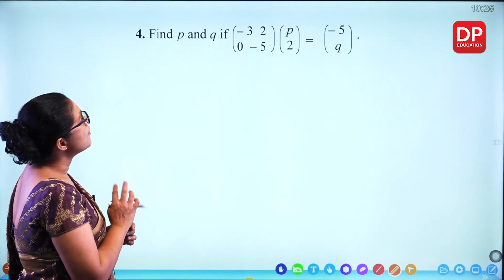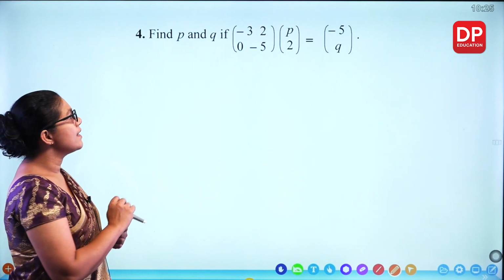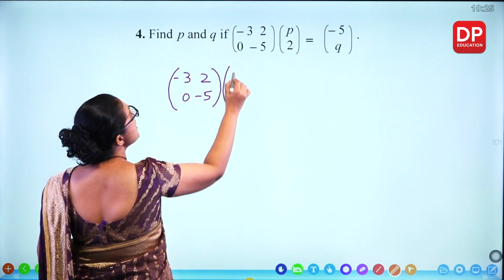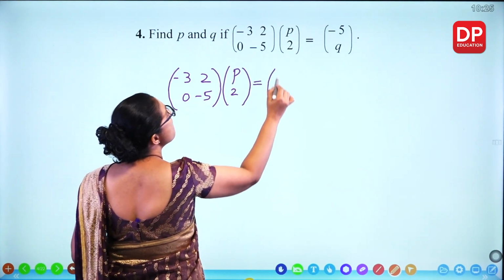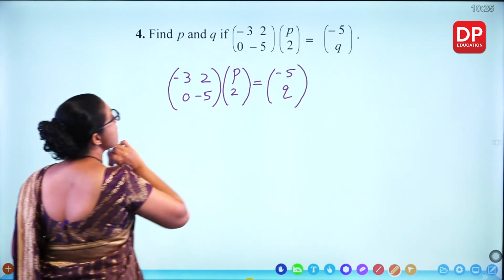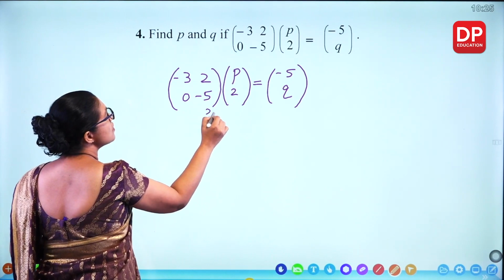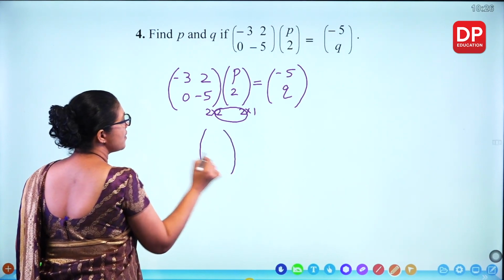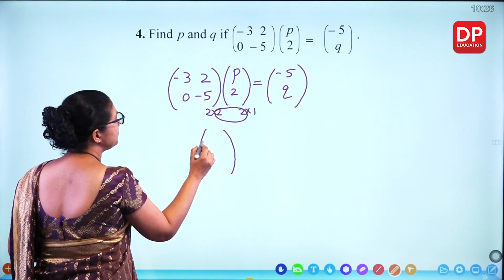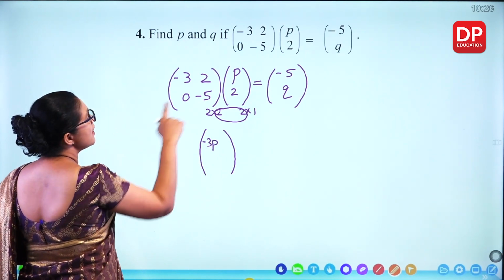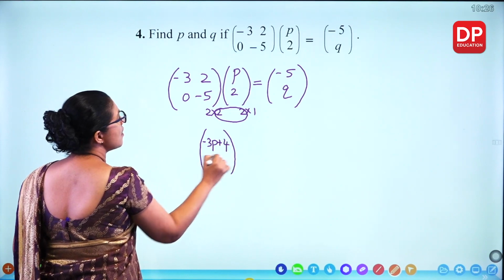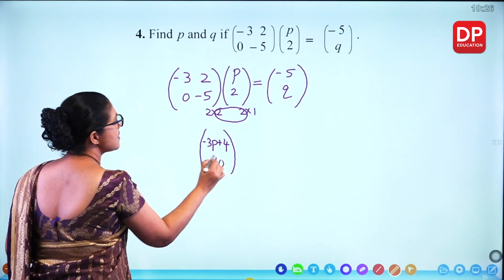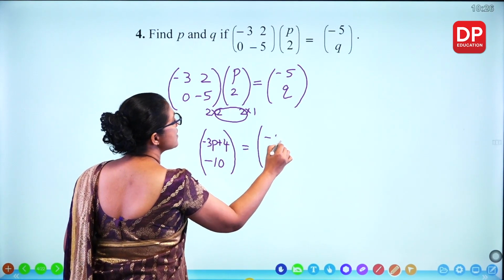This is square centimeter. So this is the answer. Question number 4. You have given 2 matrices. Multiplication is there. So we'll do multiplication. Minus 3, 2, 0, minus 5. P2 equals minus 5 Q. So what you do? 2 times 2 with 2 times 1. What's the resulting matrix? You get 2 times 1. Minus 3 times P. Minus 3P. 2 times 2 plus 4. This one 0 with P, 0. Minus 5 times 2, minus 10. That's equal to minus 5 and Q.